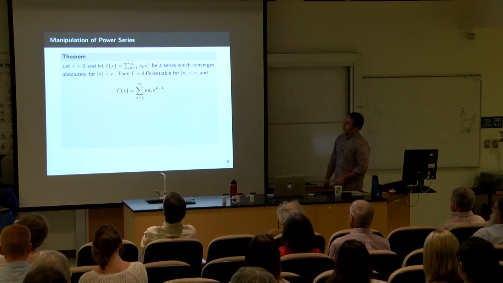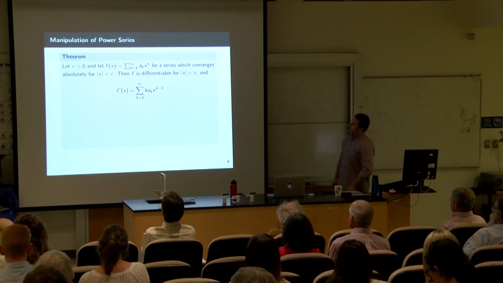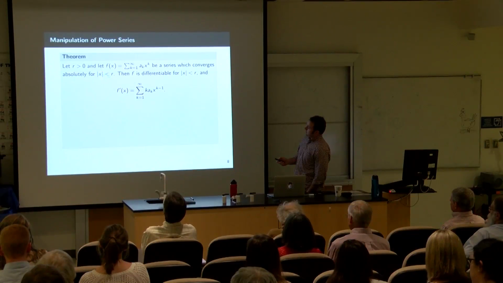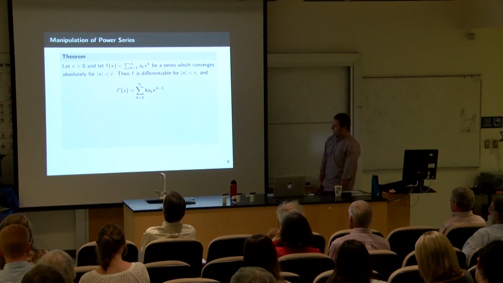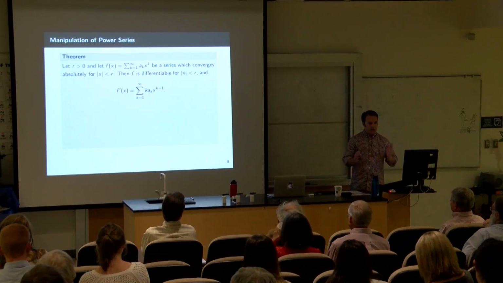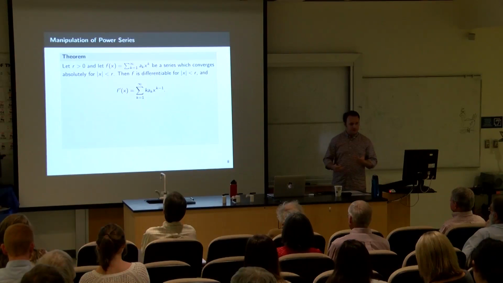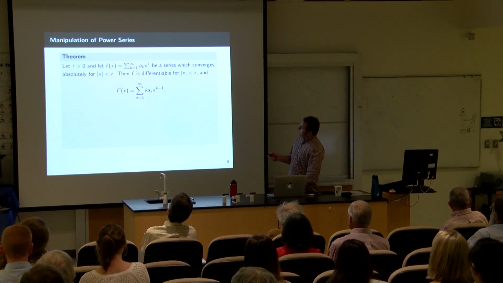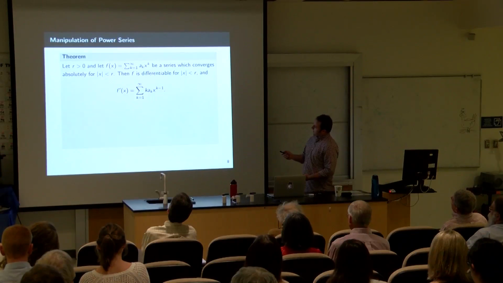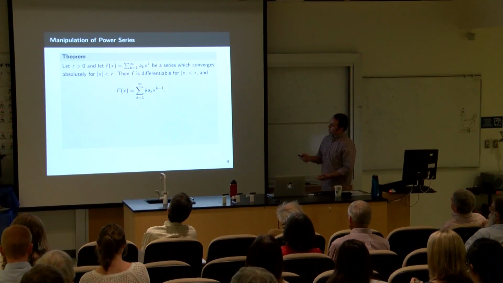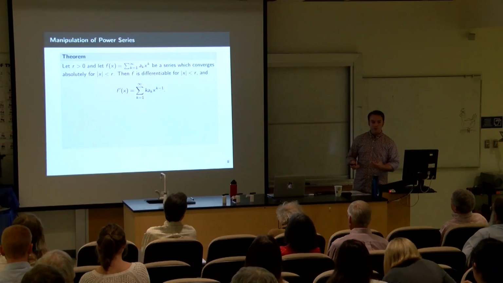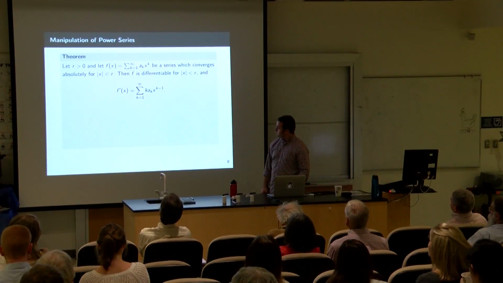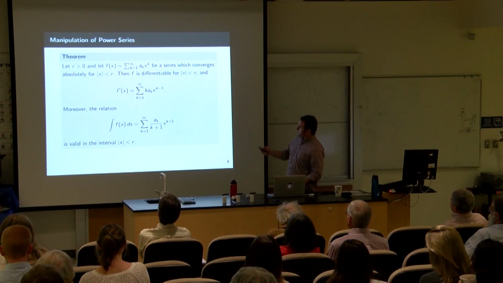So here's a nice theorem, manipulation of power series. So you have a power series. It converges absolutely for x less than r in absolute value. Again, that just means this function makes sense for x in that interval. So that's like the domain you can kind of think of. So if that's true, then your function is differentiable. And you can find the derivative of that function just by differentiating each term in the power series. Okay, that's really nice. You can differentiate term by term. And it has the same radius of convergence.